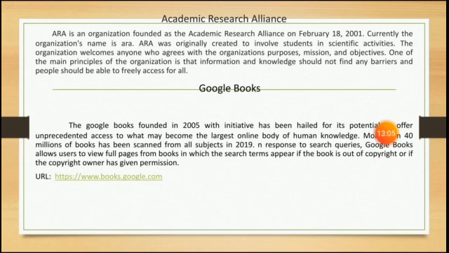Then we have the most important, that is Google Books, founded in 2005. The initiative has been held for the potential of unprecedented access to what may become the largest online body of human knowledge. More than 40 million books had been scanned from all subjects by 2019. In response to search queries, Google Books allows users to view full pages from books in which the search term appears, only if the book is out of copyright or if the copyright owner has given permission. Otherwise, some of the pages are not available.